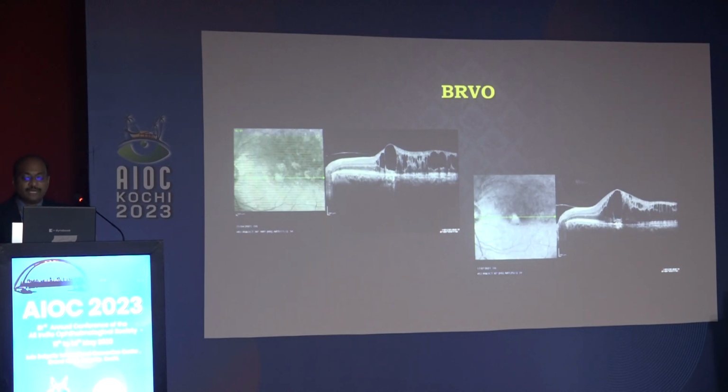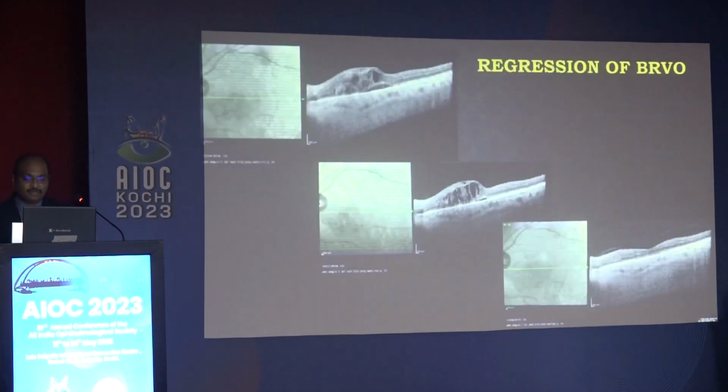The clue to diagnose a BRVO is one side will be thickened, the other side will be fairly flat. So you see the scan passing through this area. This side is normal, and this is the macular BRVO right here, and this side is thickened. So when you see this, you should be able to say that this is a BRVO. Similarly, it regresses very well with anti-VEGF, and you see the regression.